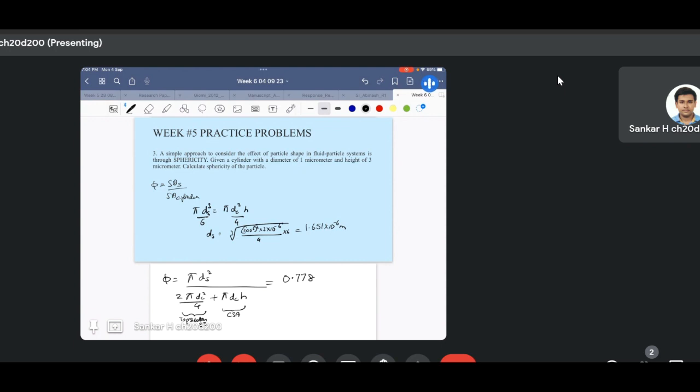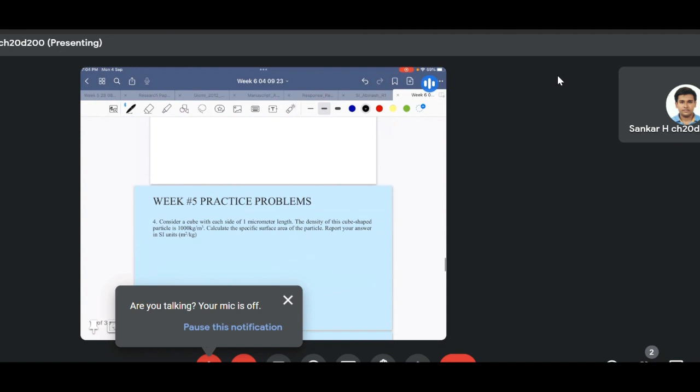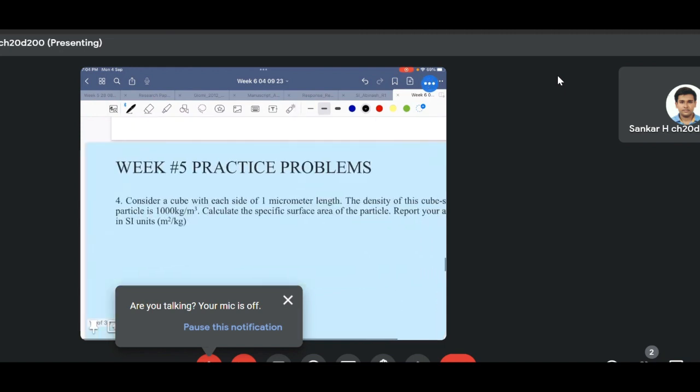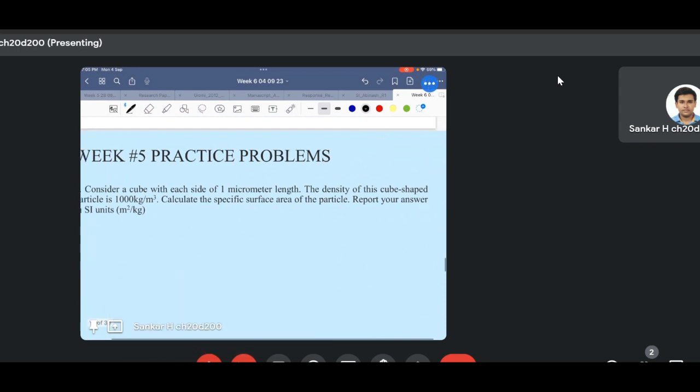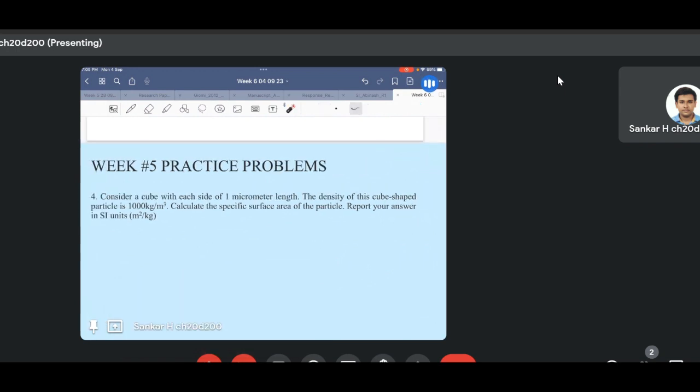Okay, I think next will be the last problem for the practice problems of week 5, where we have to consider a cube with each side of length 1 micron. The density of this cube is 1000 kilogram per meter cube, and you just have to calculate the specific surface area.